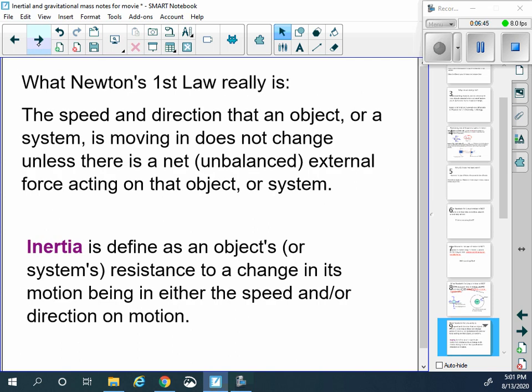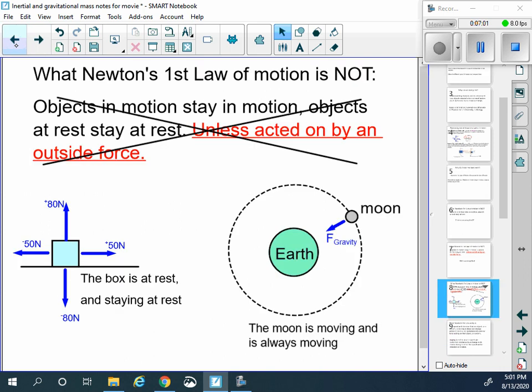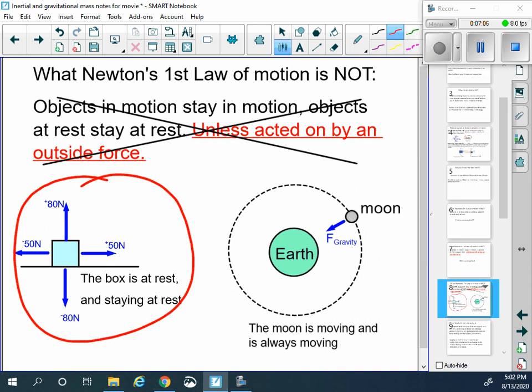Newton's first law really says the following: that the speed and direction that an object has, or a system, whatever speed and direction it has when it is moving, does not change unless there is a net unbalanced external force acting on the object or system. There's the thing on that. When I take a look at this box over here, I have external forces, but they net out to zero. They balance. There is no unbalanced force here. So there's no reason for the motion to change. But the moment this 50 becomes 90, yes, this box will no longer stay at rest.